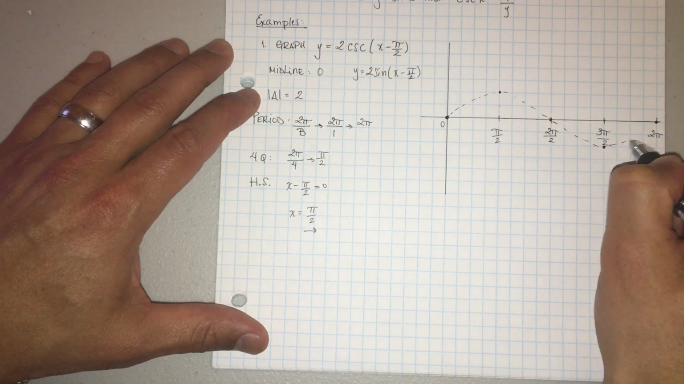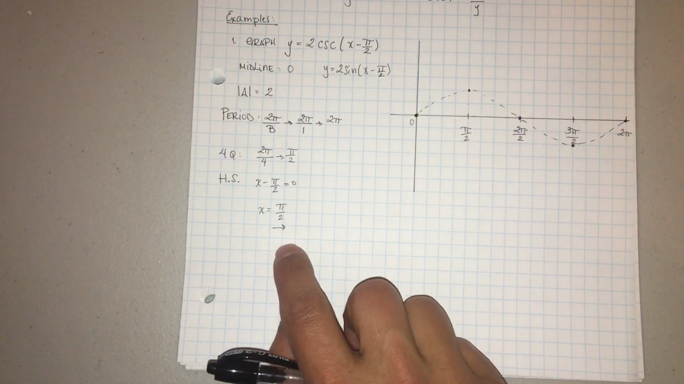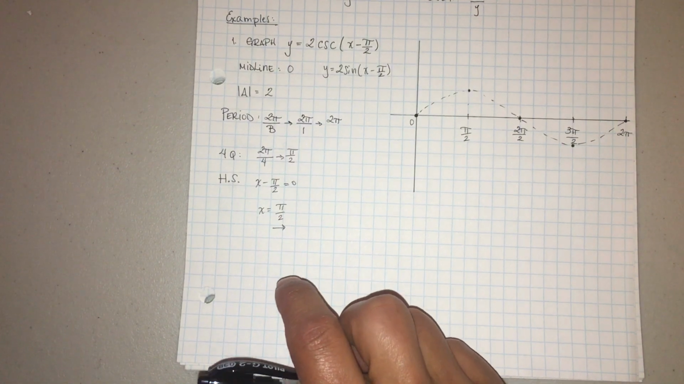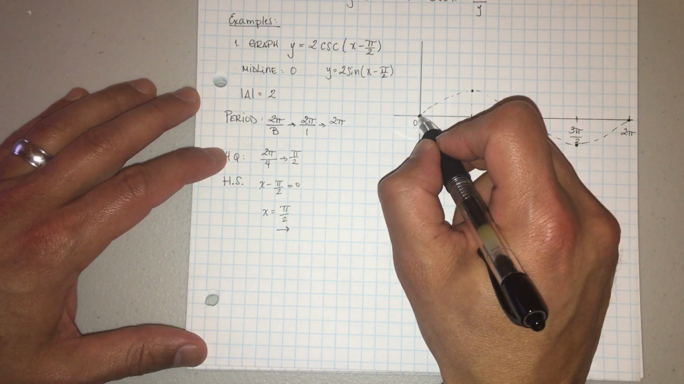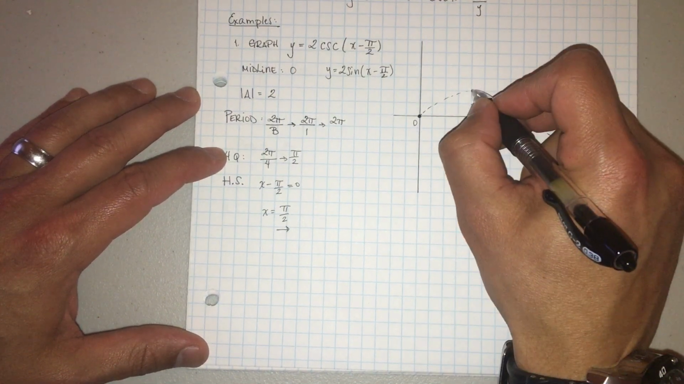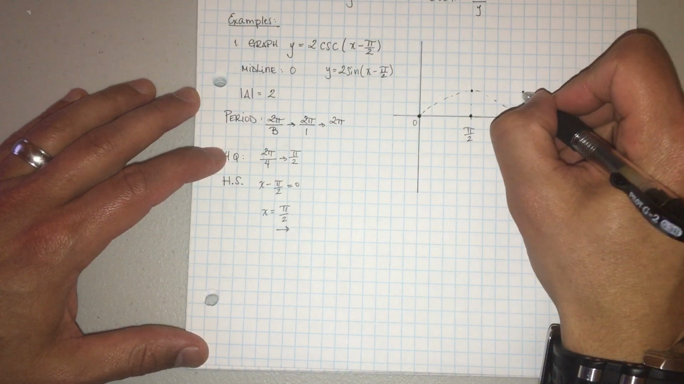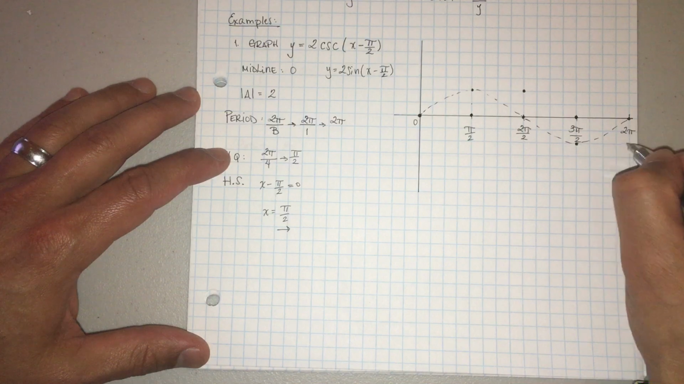And I didn't give myself enough room, but that's okay. We're going to move it pi over 2 units to the right. All right, so then this guy is actually going to be over here. This guy is going to be over here. This guy is going to be over here. And this guy is going to be over here.